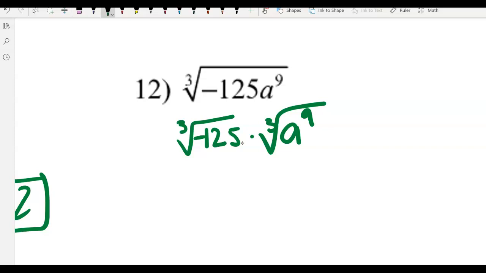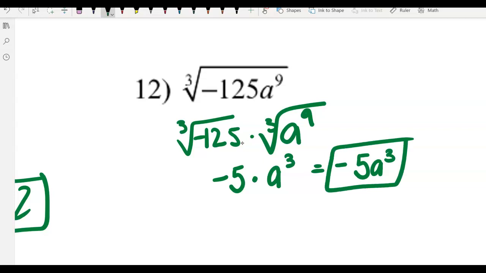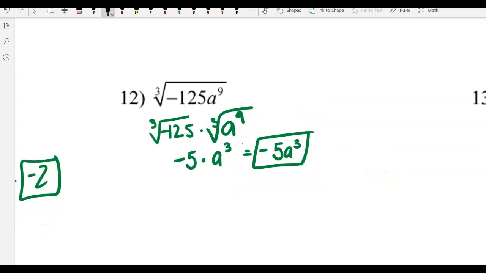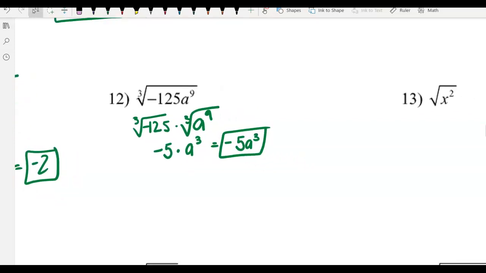Is negative 125 a perfect cube? Yeah. What is the answer? Negative 5. It's a to the ninth, a perfect cube. What is it? A to the third. Multiplied together, it's negative 5a to the third. It's an odd index, so can I have negative answers? Yeah. When we get to an even index, that's what we have to be careful with.